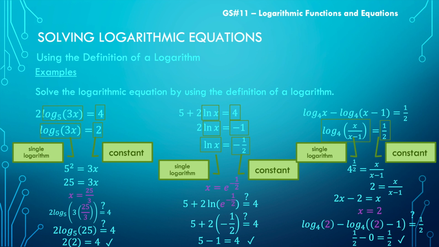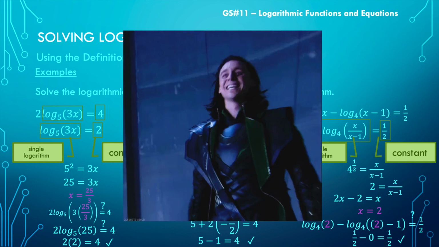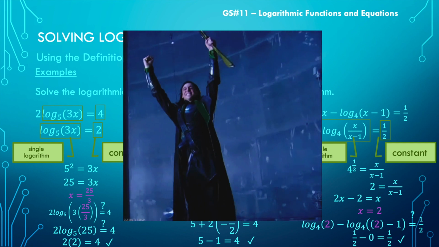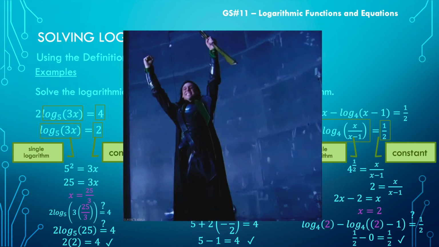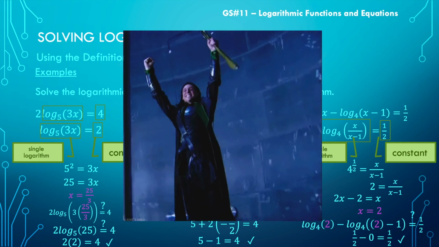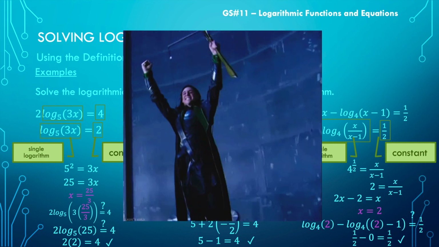So remember, if you have a constant in the equation, what we really want to see happen is that equation rewritten so you've got one log on one side of the equation and a constant on the other. And then after you do that, you're going to rewrite it in exponential form, and then you are well on your way to victory.